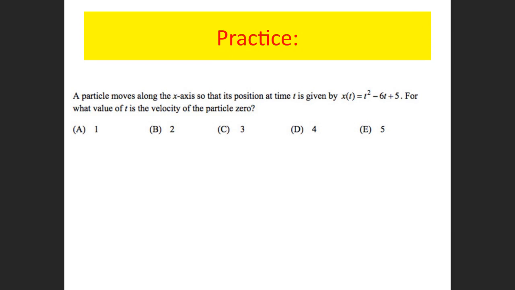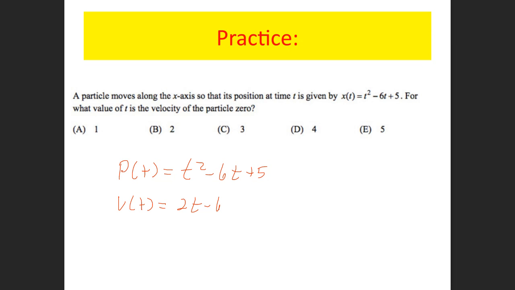Okay, so this is a position function. Position at any given time is t squared minus 6t plus 5. It wants to know when the velocity of the particle is 0. Well, so now I'm going to get the velocity. So that's 2t minus 6. Velocity is equal to 0.